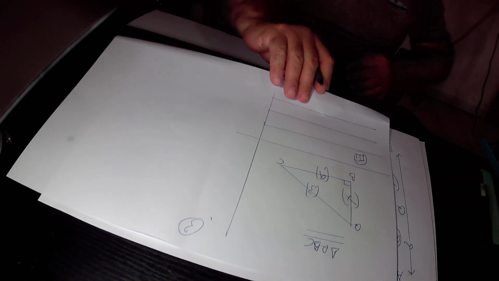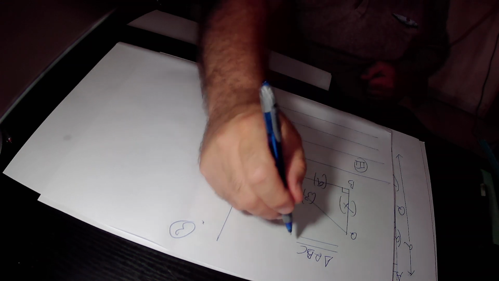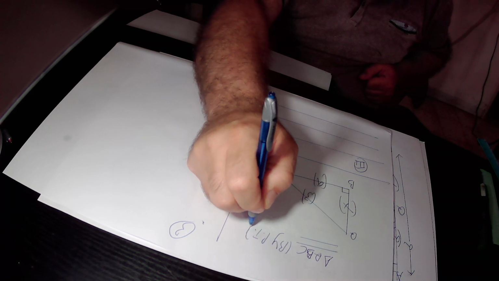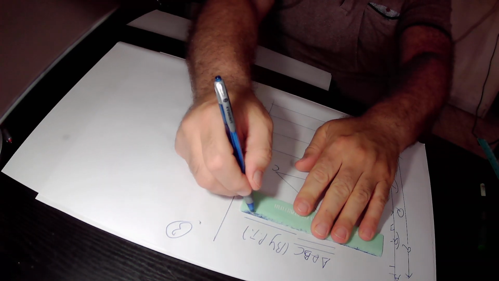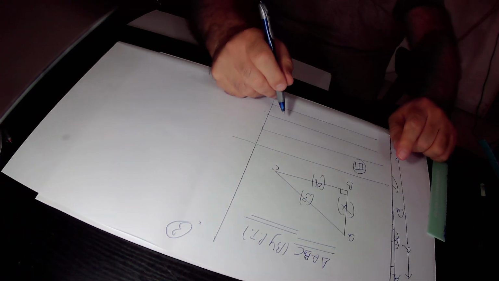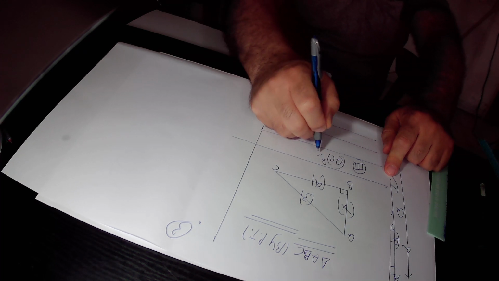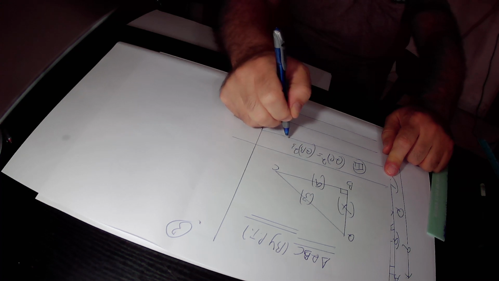Actually, this is the right triangle QBC that I got from the original drawing. Here I write the relation for the Pythagoras theorem. According to the Pythagoras theorem, in this right triangle QBC, QC squared, that is the square of the hypotenuse, is equal to QB squared plus BC squared.